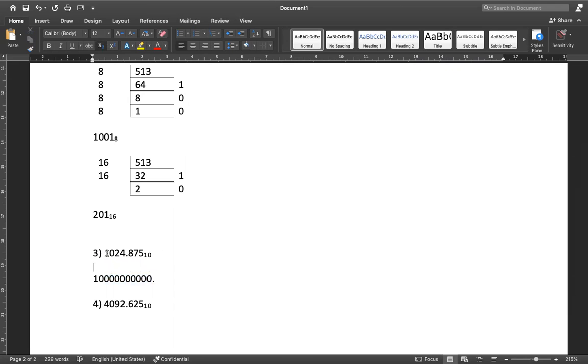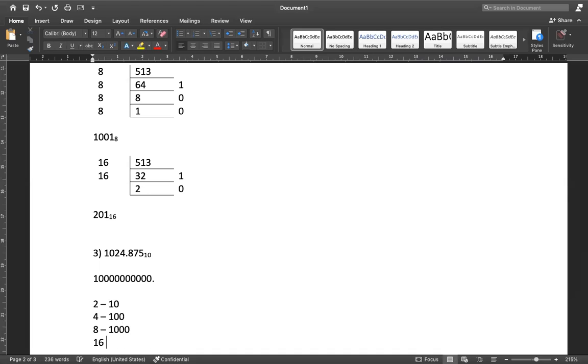Second one, why? 1024 is 2 to the power 10. 2 to the power 10 means 1 and 10 zeros. So these numbers are easy, right? 8 means 2 to the power 3. For example, 2 means 2 to the power 1, then you write 1 0. 4 means 2 to the power 2, 1 0 0. 8 means 2 to the power 3, 1 0 0 0.